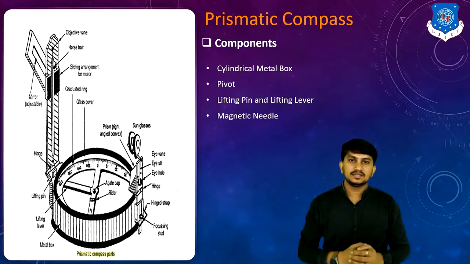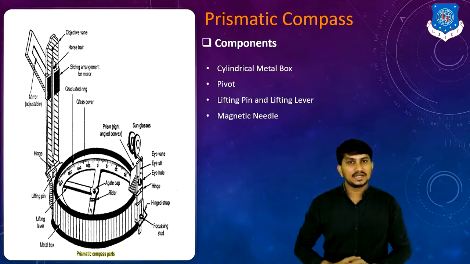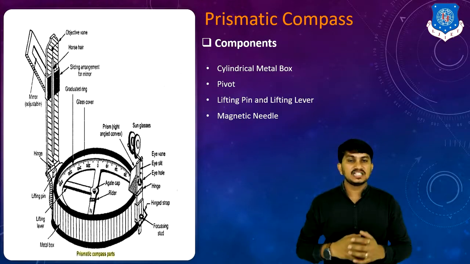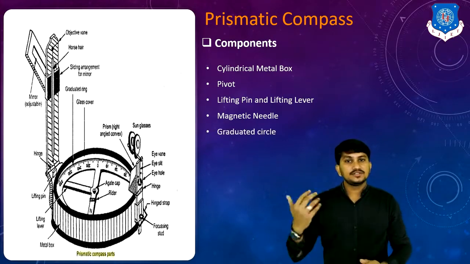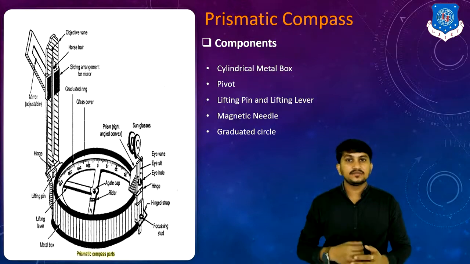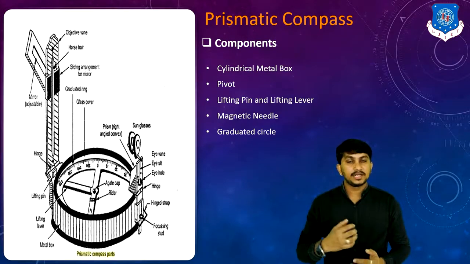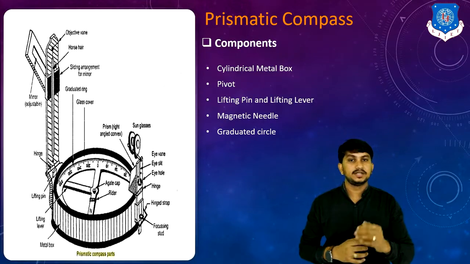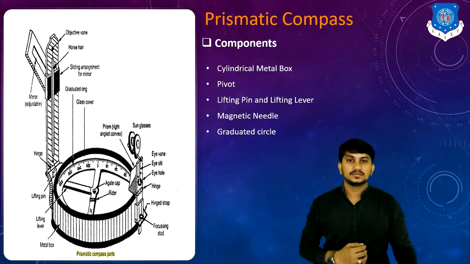Next is the magnetic needle. It is the heart of any compass. It gives the direction of magnetic north and magnetic south, which helps to find out the angle of a line with respect to the magnetic needle. Next is the graduated circle. You can clearly see the graduated ring. It is made of aluminum. It is graduated with numbers like 0 degree, 90 degree, 180 degree, 270 degree, 360 degree, etc. It helps to find out the angle of a line with respect to the magnetic needle.